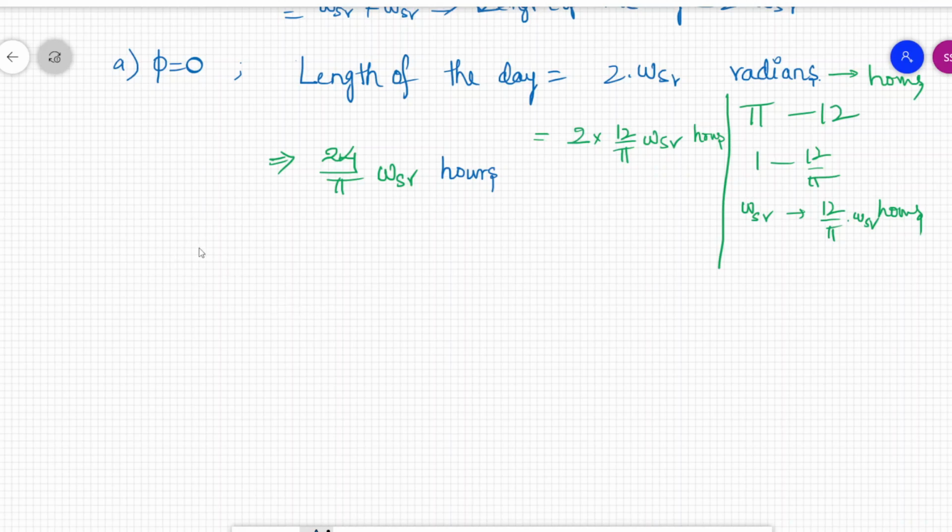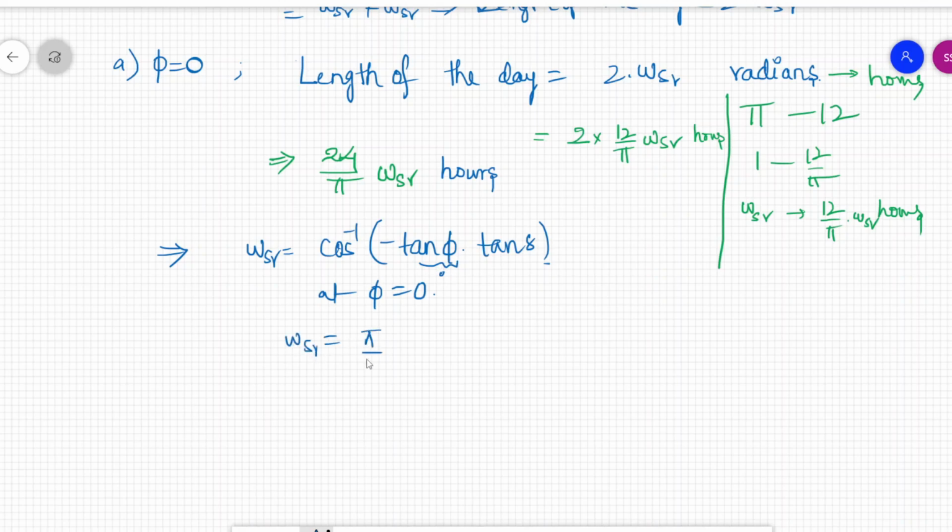At phi equal to 0, the omega SR expression is cos inverse of minus tan phi into tan delta, right? So at phi equal to 0, tan phi will be 0. So this entire bracket value will become 0, so omega SR will become pi by 2. Omega SR at phi equal to 0 is pi by 2.